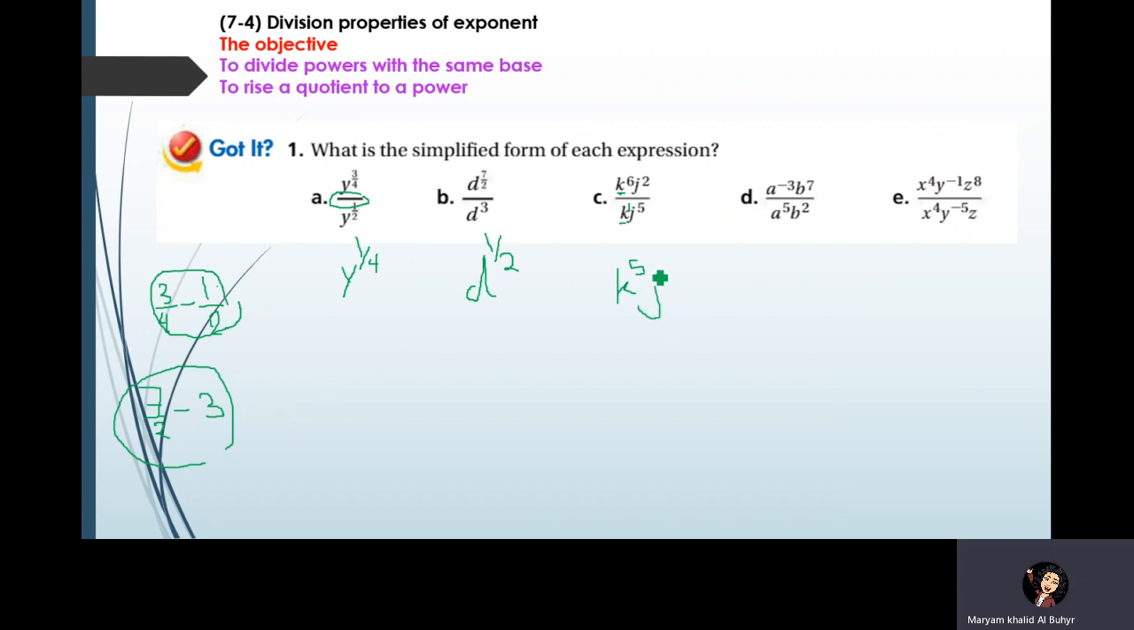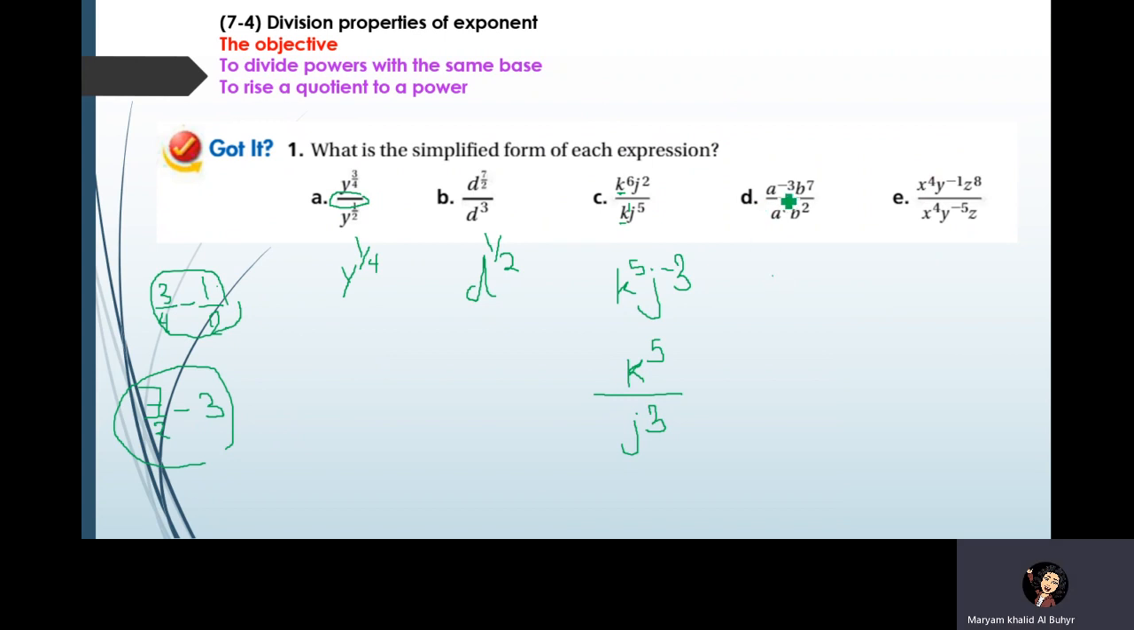j to the power 2 minus 5, that is negative 3. So 2 minus 5, that is negative 3. Since you know that this is negative power, you need to rewrite it and write it down. So that is k to the power 5 over j to the power 3. Move to the next one.